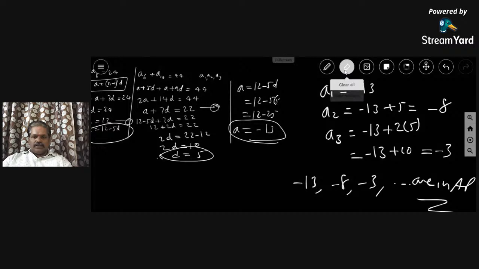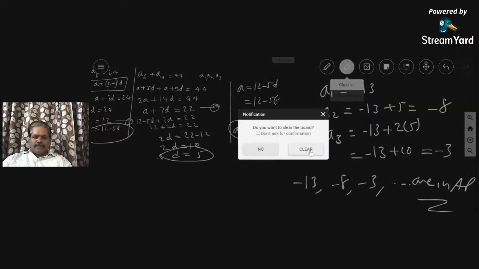So these are the sums from exercise 6.2.